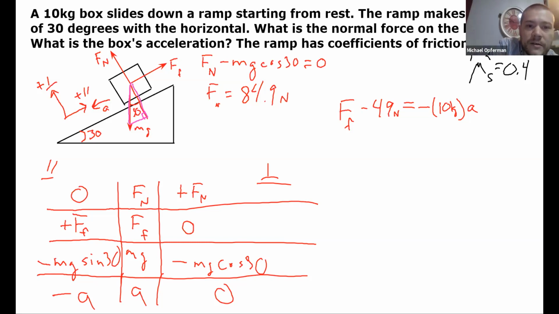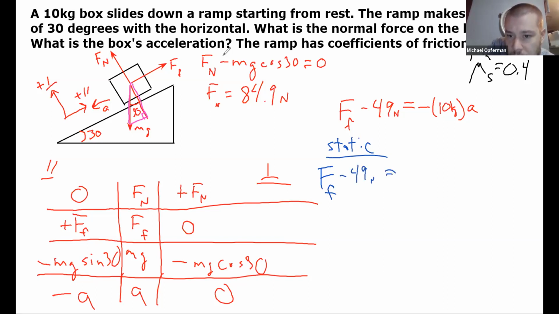Let me change pen colors to emphasize the fact that I'm now making an assumption. So I'm going to assume static friction, because that's what you have to assume first, remember, if you don't know. So when I assume static friction, the friction force, I can leave that alone, but the acceleration now goes to 0 because everything is totally stationary. That means my friction force is 49 Newton.